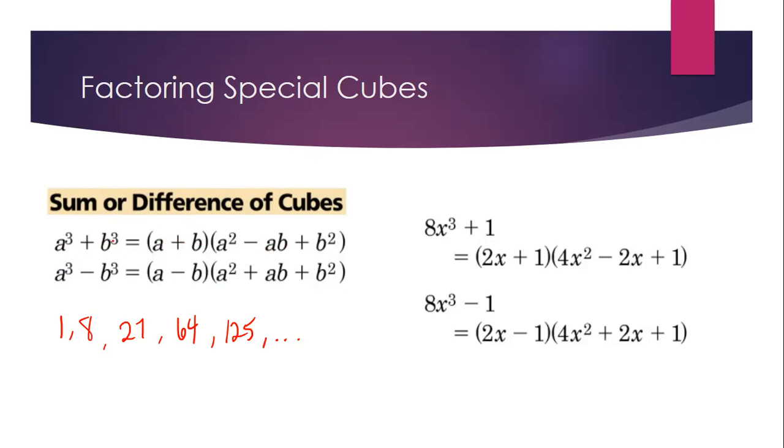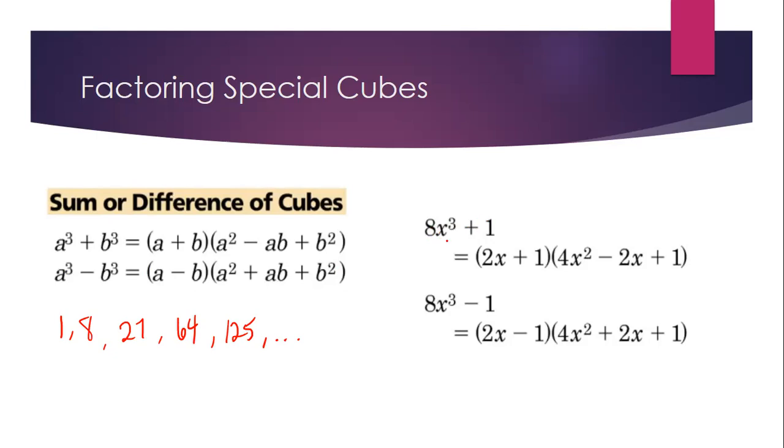So if it's adding the 2 cubes, then your binomial is going to be positive. Your trinomial is going to be negative, positive. If it's subtracting the 2 cubes, then your binomial is going to be negative and your trinomial is going to be positive, positive. Okay, so look here, we have 8x cubed plus 1.